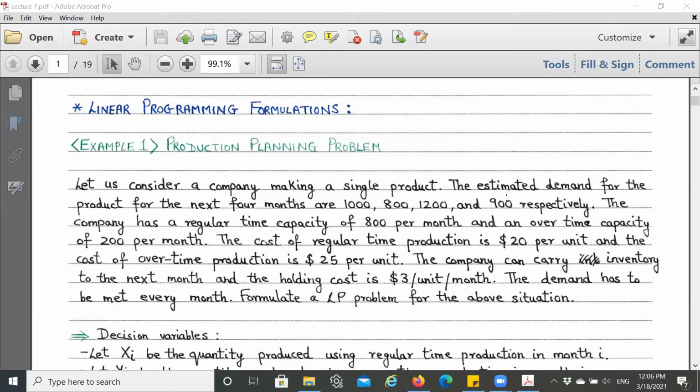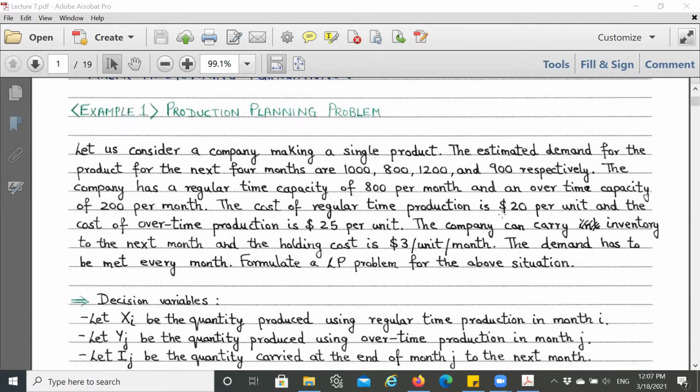So what is the problem? The problem is obviously to minimize the cost required to satisfy this expected number of items or units per month. So I should see what is the cheapest way so that I can at least produce 1,000 units in month one, 800 units in month two, 1,200 in month three, and 900 in month four.